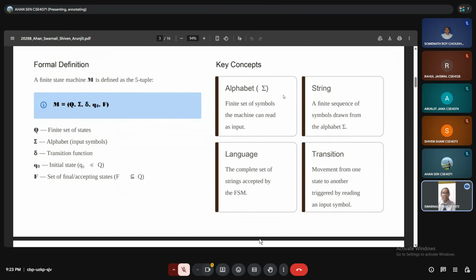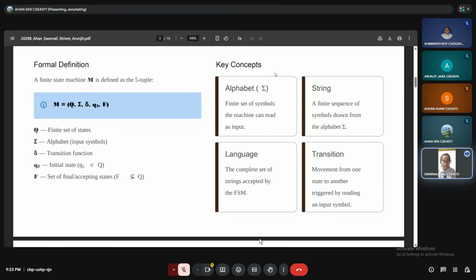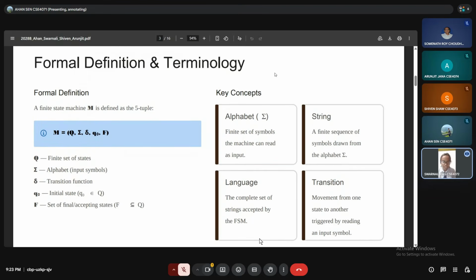So it is designed with 5 components. Q is the finite set of states. Sigma is the alphabet. Delta is the transition function, and Q0 is the initial state, while F is the set of accepting states.